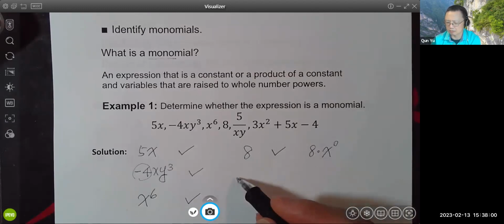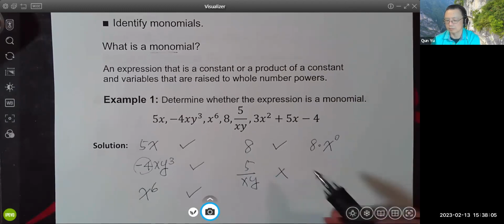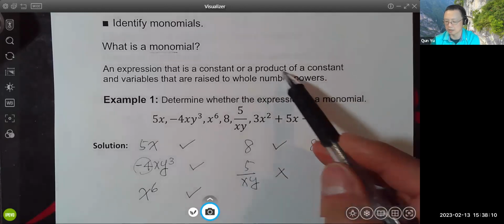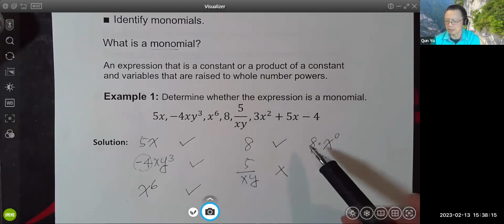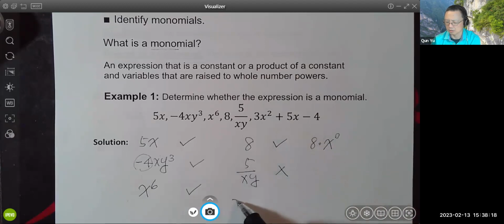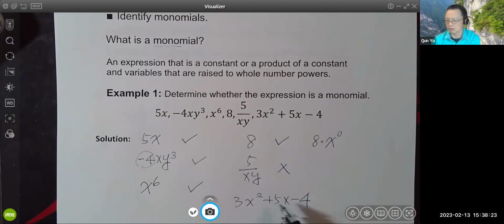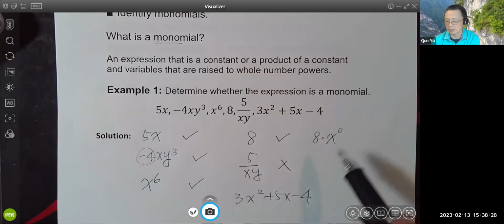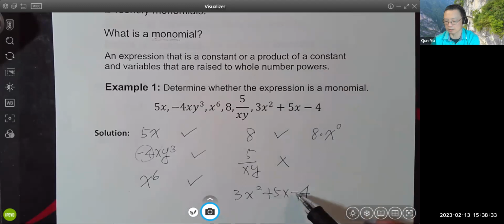Now, next one, 5 over xy, the answer is no, because apparently 5 over xy is not a product anymore. It's a quotient. So this one, the answer is no. And the next one, 3x squared plus 5x minus 4. Actually, we have 3 terms. It's not a monomial anymore. Mono means 1. And again, it has to be a product of a constant and variables. This is not a product. This is called addition and subtraction.